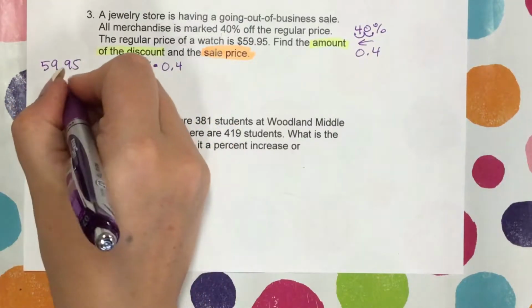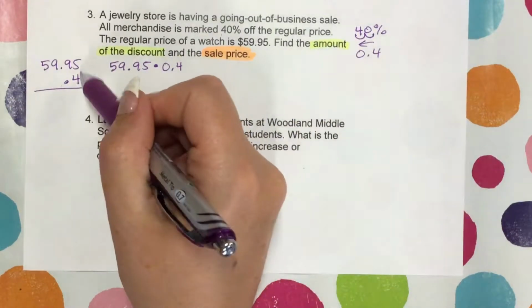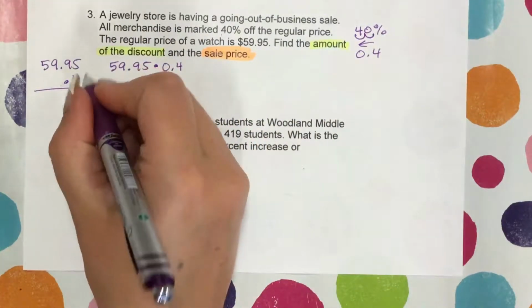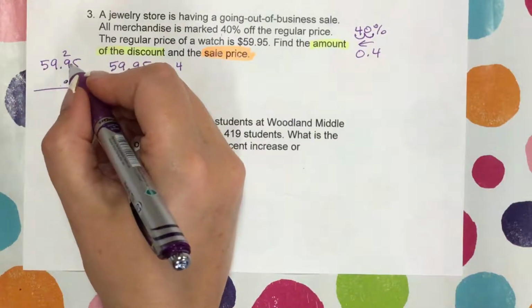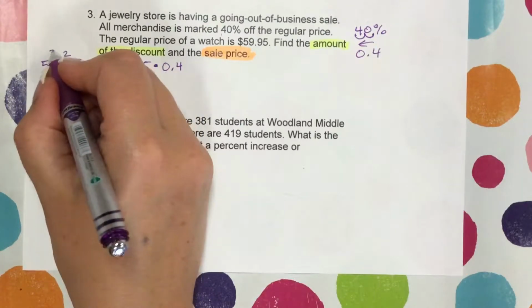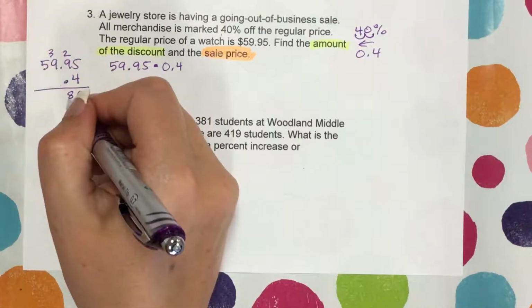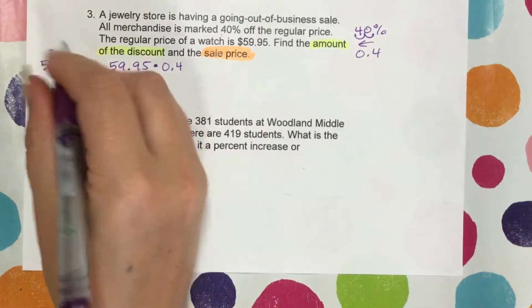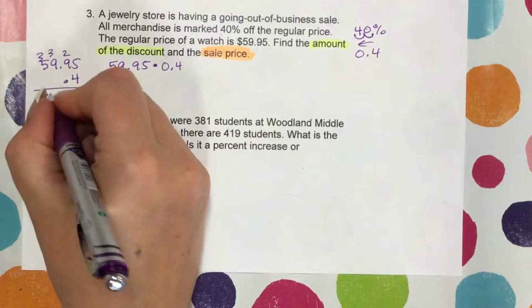$59.95 times 0.4. 4 times 5 is 20. Write a 0, carry the 2. 4 times 9 is 36, plus 2 is 38. Write the 8, carry the 3. 4 times 9 is 36, plus 3 would be 39. Write the 9, carry the 3. 4 times 5 is 20, plus 3 would be 23.